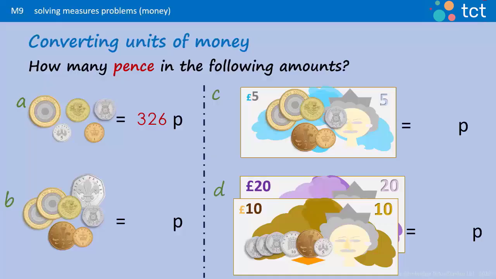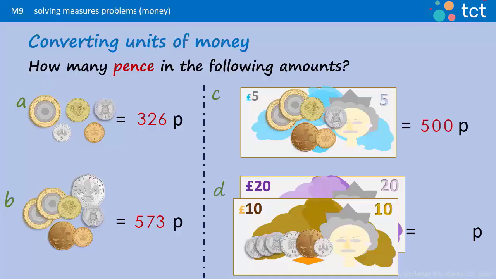Looking at B, two £2 coins, 2 times 2 is 4, so that's 400 pence. There's another 100 pence in that pound, so that brings it to 500 pence. Then we add on 50 pence, which is 550 pence. And then the 20 pence, which brings it up to 570 pence. And then we have 3 odd pence, 573 pence.